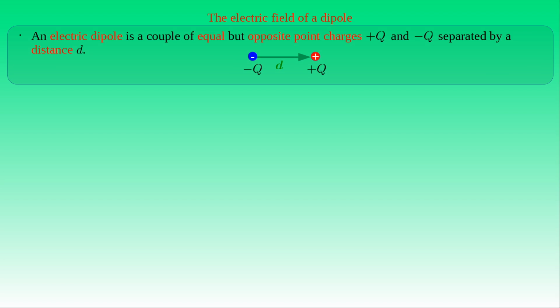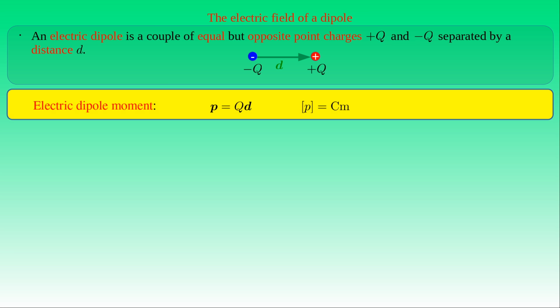In the next example we will study the electric field around an electric dipole. An electric dipole is defined as a couple of equal but opposite point charges plus q and minus q separated by a distance d. By default, the direction of an electric dipole, determined by the vector d, is always from the negative charge to the positive one. The midpoint between the positive and negative charges is called the center of the dipole. We introduce the electric dipole moment p of a dipole as the product of the charge q and the vector d. The SI unit of the dipole moment is coulomb meter.